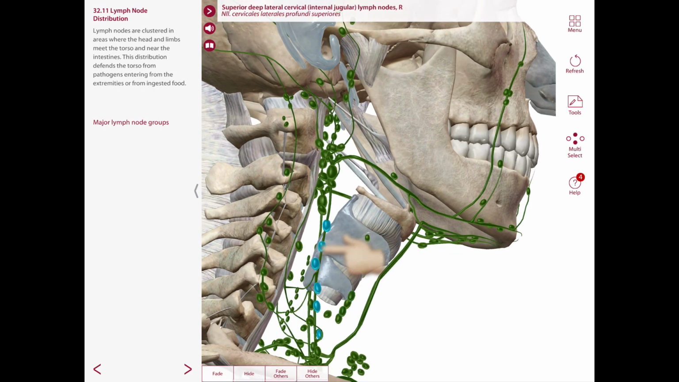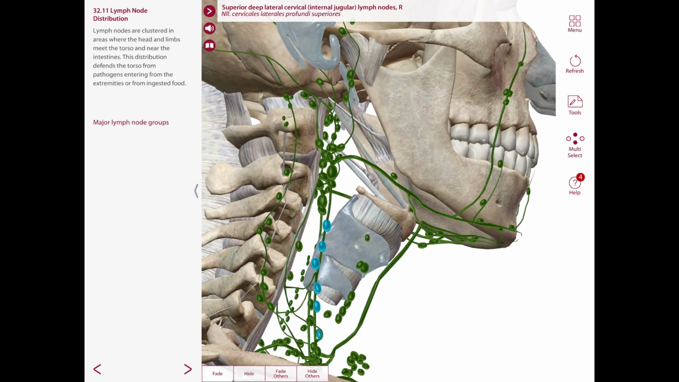The ones we're looking at right now are known as the superior deep lateral cervical lymph nodes or internal jugular lymph nodes. It's part of the deep cervical nodes. In general, this is a terminal group because they form a chain along the course of the internal jugular vein and they are embedded in the connective tissue of the carotid sheath. They are divided into superior and inferior subgroups. Here we're observing the superior group.